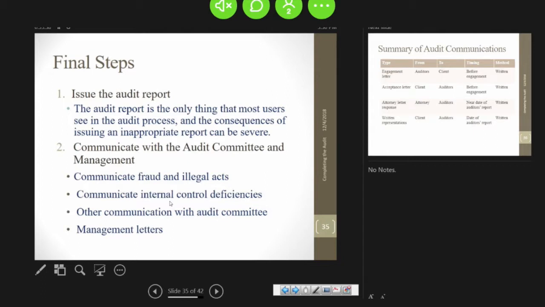The auditors are also responsible for communicating with the audit committee and management. So remember, for publicly held companies, the audit committee is responsible for the oversight of the audit. They can hire and fire auditors, not management. So the auditors have to report to the audit committee. To the extent that the auditors become aware of fraud or illegal acts, they have to communicate that. That's not to imply that they wait until the end of the audit. Clearly, if they identify a fraud or an illegal act earlier in the audit engagement, they would communicate that immediately. They're not going to sit on it until the end of the audit.